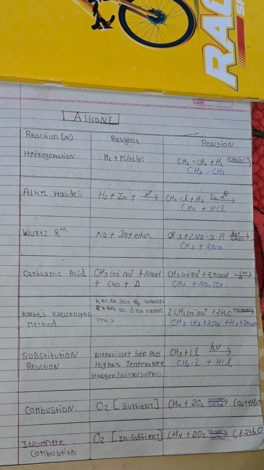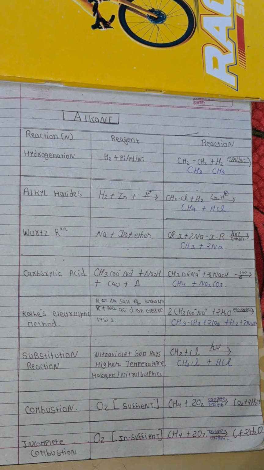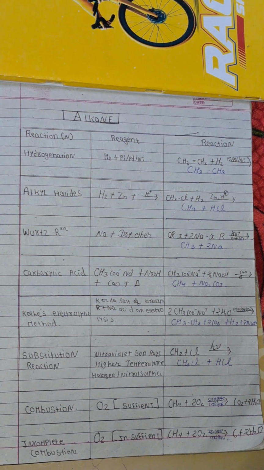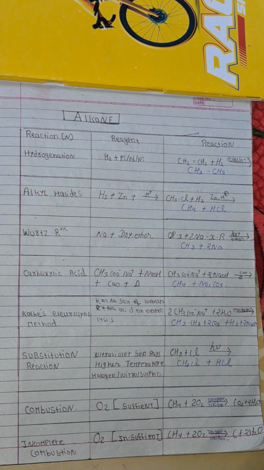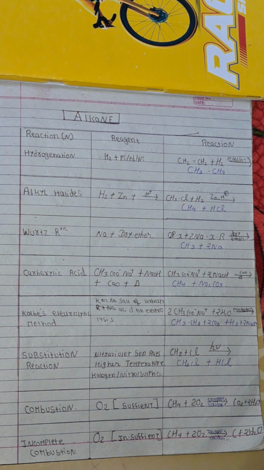Now the second reaction is from alkyl halide. Here the reaction occurs in presence of zinc and dilute hydrochloric acid. The reaction is chloromethane plus dihydrogen gas in presence of zinc and dilute hydrochloric acid gives methane and hydrochloric acid.